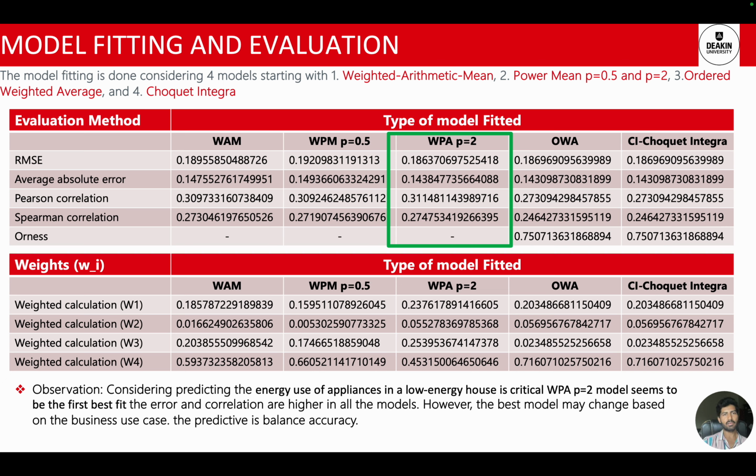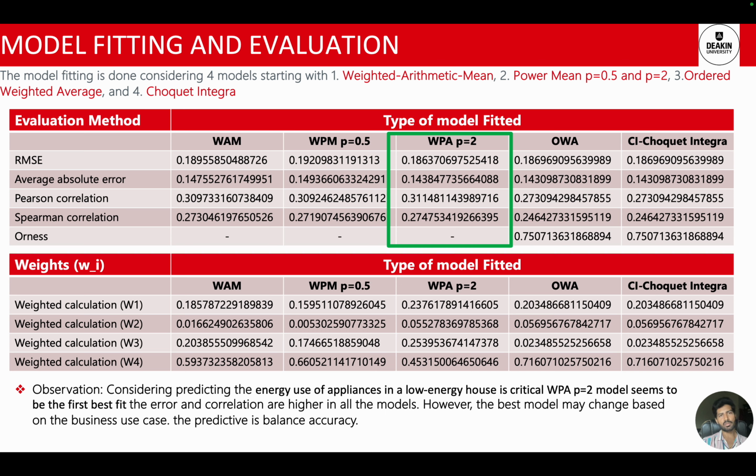So we have built the 5 models based on the request. We have WAP, WPF with 0.5, WPF with p equals 2, we have OWA, and we have CI. These 5 models we have built. We can see the evaluation methods: we have RMSE, average absolute error, Pearson correlation and Spearman correlation, and we also have a weightage.